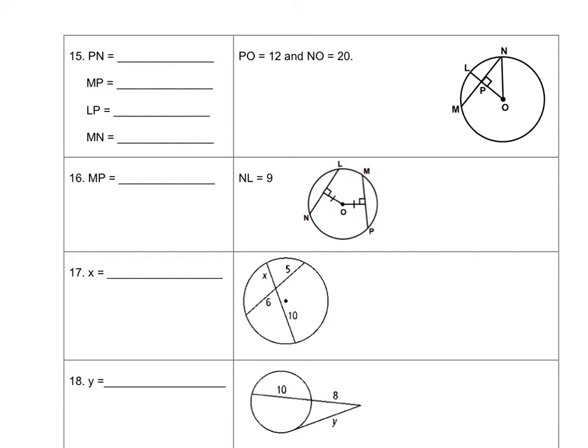Okay, on number 15, we're going to have to label our picture. It says PO is 12. And then it says NO is 20. Okay, if you're looking at NO, this goes from the center to an edge, a point on the circumference of the circle. This is your diameter. So all diameters in this circle are the same. It doesn't matter where your diameter or where your point is on the circumference. In this specific circle, since this radius is 20 right here, that means all of the radii are going to be 20.